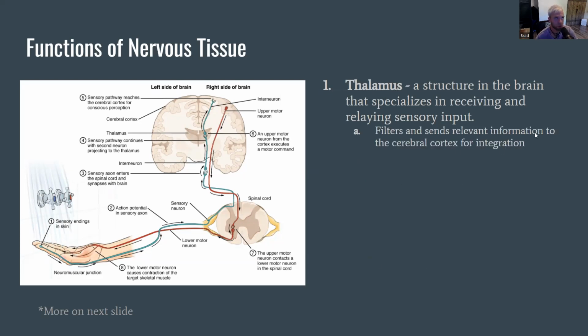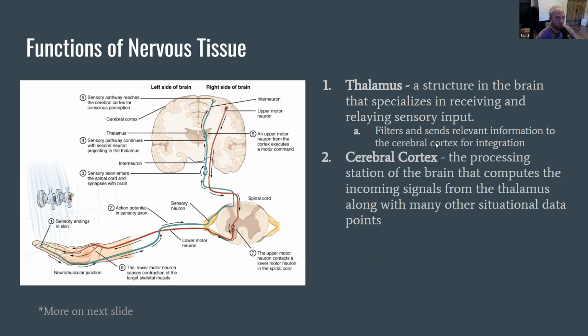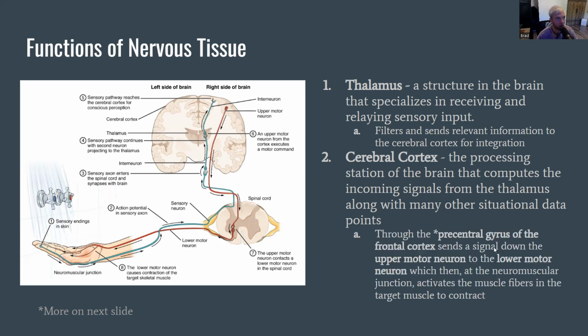And so, like I said, it filters and sends the relevant information to the cerebral cortex, and the cerebral cortex is the processing station. So when we think of the brain, we're thinking really of the cerebral cortex. And so that's computing all these complex signals that are coming in from the thalamus with situational data points, memory, emotion, that sort of stuff. And then it's making a decision on what to do.